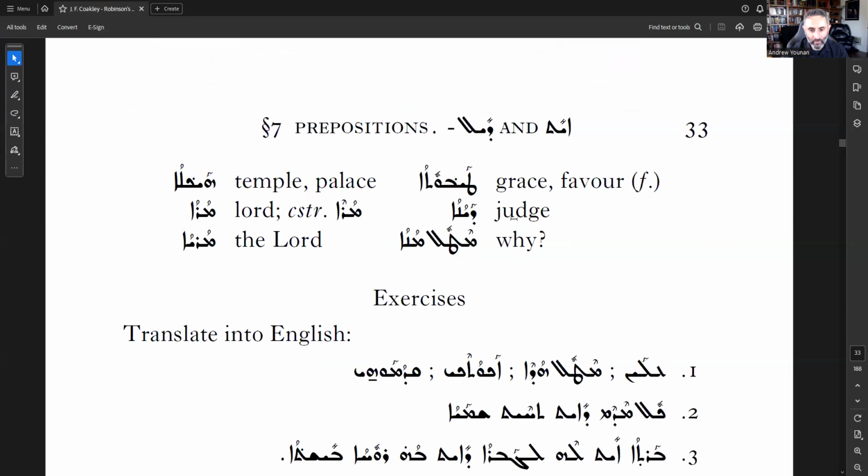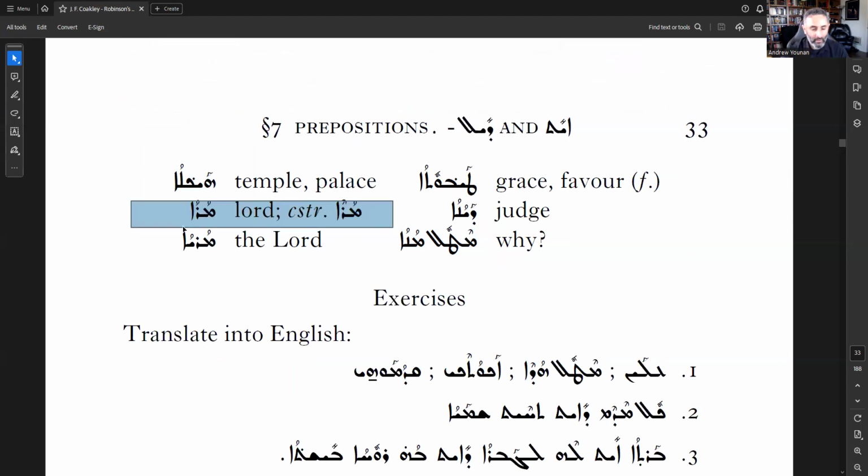Taibutha, grace or favor. Dayana, judge. Mutulmana means why. So literally, because of what? Heikla, temple. Mara is Lord. The construct state is mare.